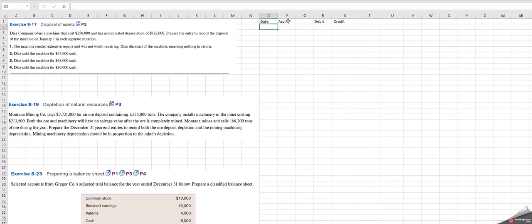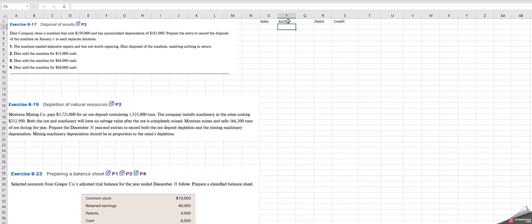Okay. So the Diaz company owns a machine that costs $250,000 and has accumulated depreciation of $182,000. Prepare the journal entry to record the disposal of the machine on January 1st in each separate situation. So one, the machine needed extensive repairs and is not worth repairing. That is, dispose of the machine with nothing in return. So I guess, to be honest, we don't have a date in this one.